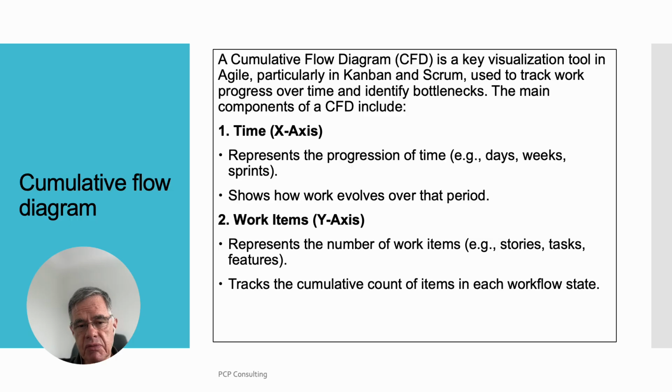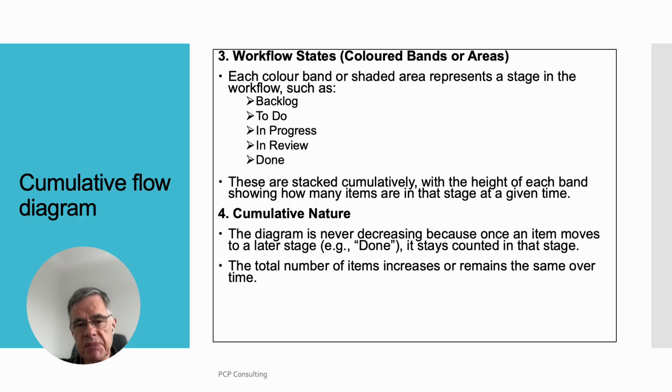Work items on the y-axis. This represents the number of work items, for example, stories, tasks, features. Tracks the cumulative count of items in each workflow state. Workflow states, colored bands or areas. Each color band or shaded area represents a stage in the workflow such as backlog, to-do, in progress, in review, done. These are stacked cumulatively with the height of each band showing how many items are in that stage at a given time.